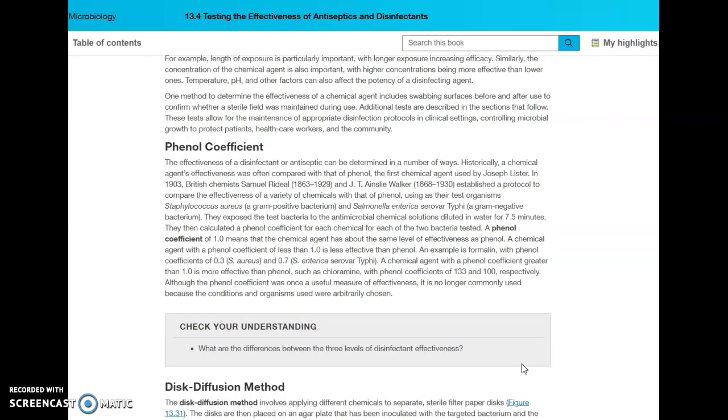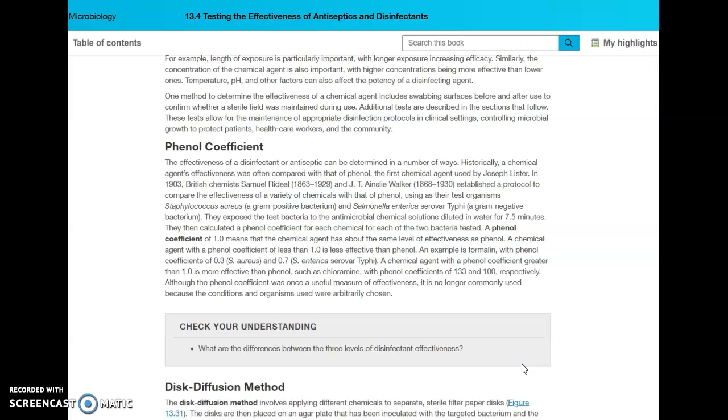So the phenol coefficient was kind of the first method that was used to test the effectiveness. In this method, a chemical agent's effectiveness was compared to that of phenol. And remember that phenol was what was used by Joseph Lister. We don't use phenol anymore because we realize that it can be toxic and it can be a skin irritant. But traditionally, we would compare the effectiveness of these chemicals to phenol.